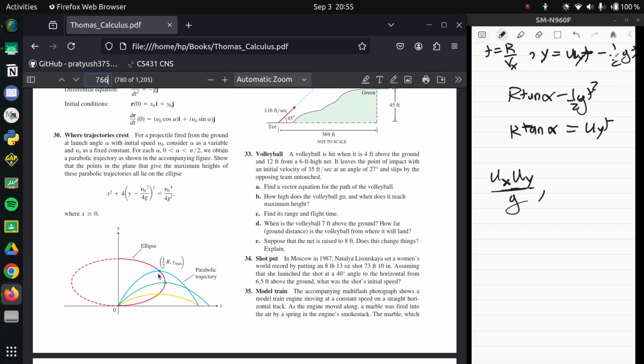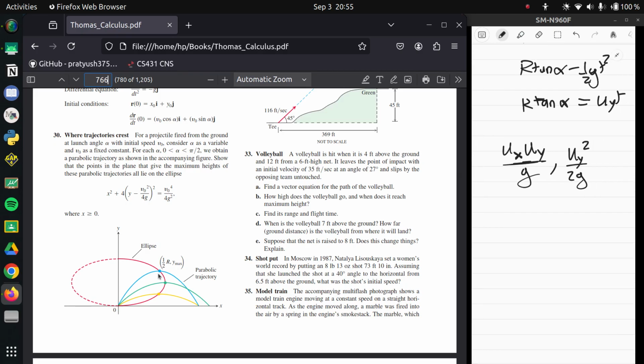So in uy upon g, however much it must have fallen down initially is just nothing. So 2 uy upon, so just uy upon g, so like half g t squared. So just 1 by 2 g times uy by g squared, just uy squared upon 2g. Sure, and that's the thing. So this is obvious.